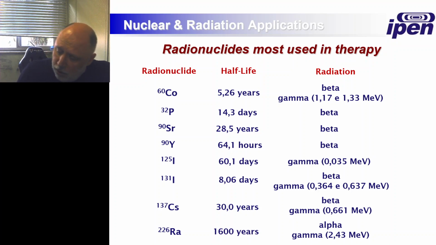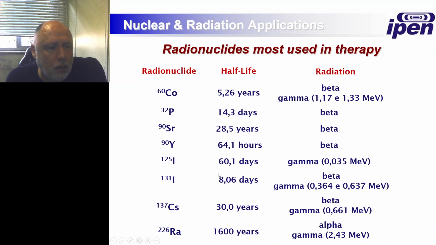radiopharmaceuticals, that's the name, right? Because you bind one radioactive nucleus to a molecule that for some reason will tend to concentrate on the tissue you want to destroy, right? Iodine, for instance, it's easy because iodine goes straight to the thyroid. So if you want to treat the thyroid, take radioactive iodine, and it's done.